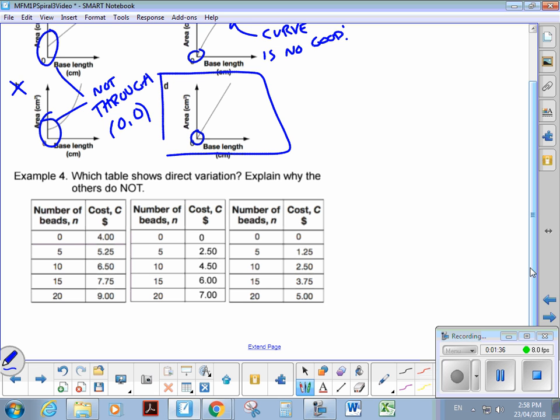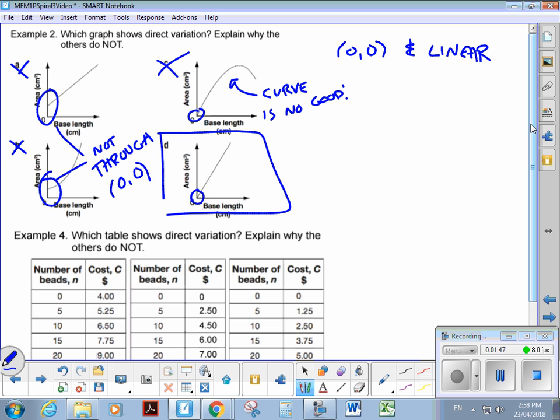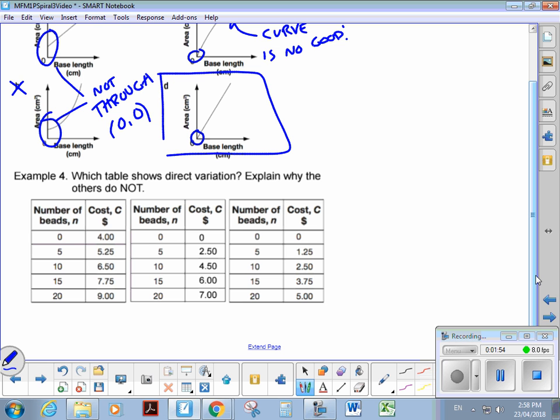Final example. What happens if we have a table of values? Which table shows direct variation? Well, what has to be on the graph? Let's go back up for a sec. It has to go through 0, 0. So 0, 0 has to be either in the table of values or you have to be able to get to it. So we can see here, I have x values of 0. This one is not 0, 0. That one is, she's a no good. Now these two are possibles.